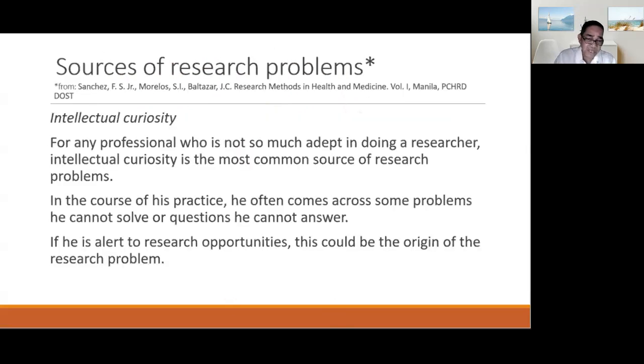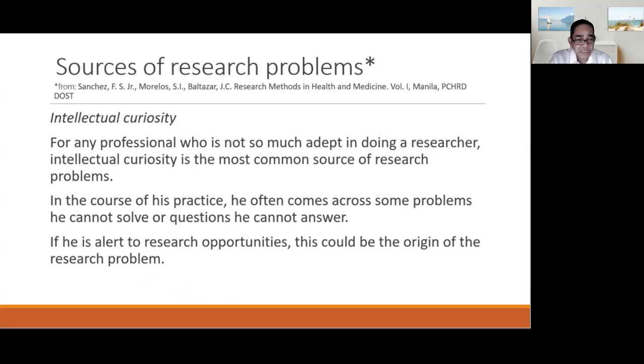Now, what are the sources of research problems? Meaning, where do we get research problems? You see, a lot of budding researchers, budding meaning beginners, don't know much where to get research problems. Later on, because these research problems come from our own experiences. Okay, later on we'll talk about that.